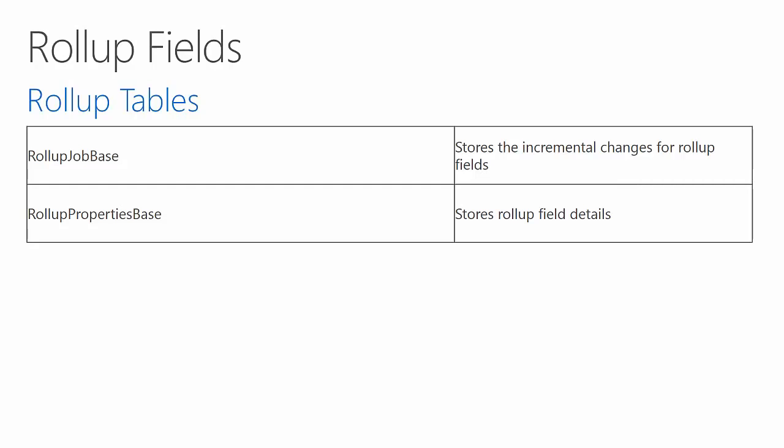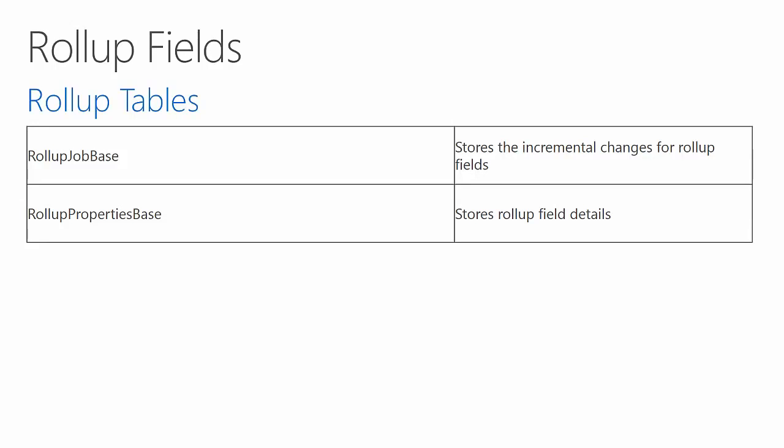Once the entry has been processed by the incremental job or the calculate rollup fields job, it will be removed from the table. If it failed, the status code and retry columns are updated. This table handles all the incremental changes for all rollup fields. The rollup properties base table stores various information about all rollup fields. This should give you an understanding of what is being used when calculating rollup fields and the flow of it all.